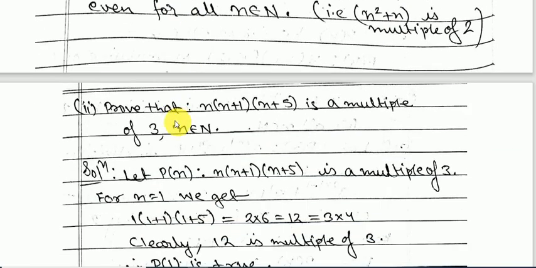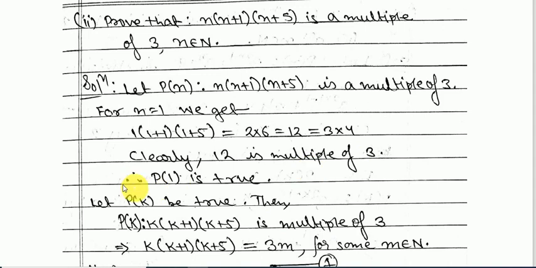Next is prove that n into n plus 1 into n plus 5 is a multiple of 3. Here let the statement Pn be this multiple of 3. Now we will check for n equal to 1. Wherever you have n, put 1, so you get 12. Now 12 is a multiple of 3, because 12 can be written as 3 into 4. So the statement is true for n equal to 1, that means P1 is true.